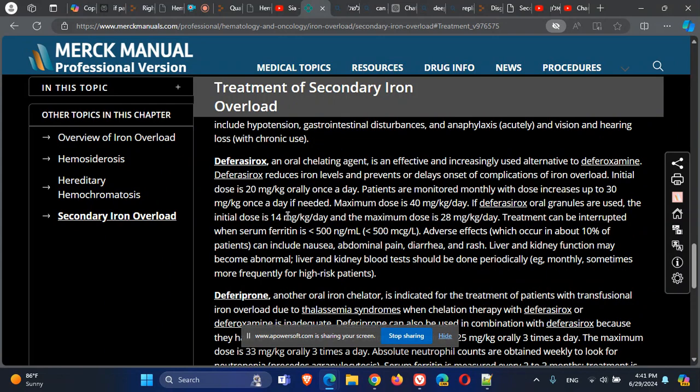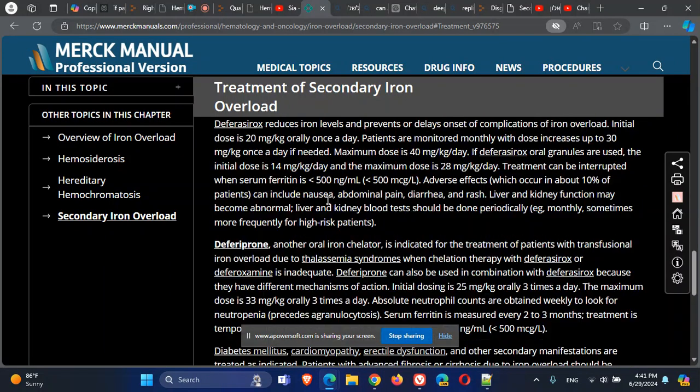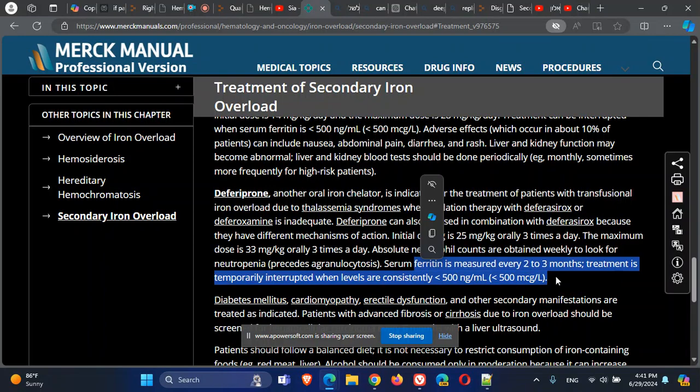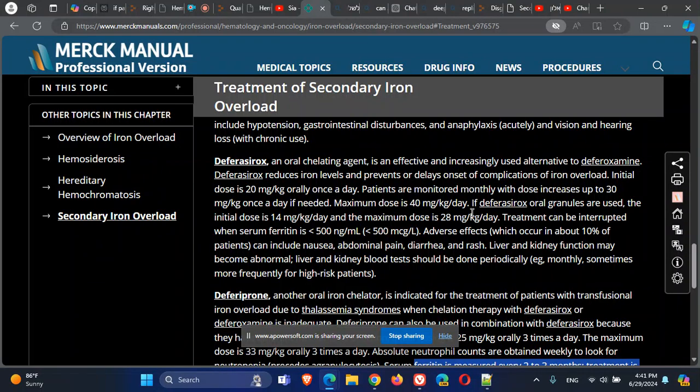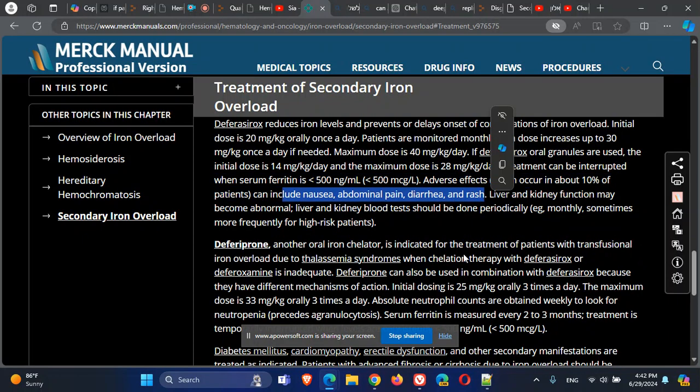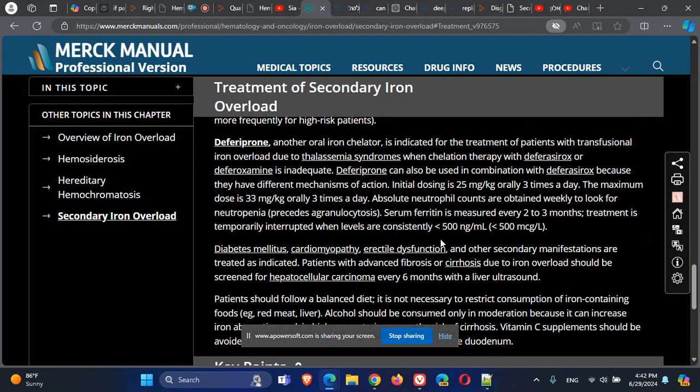Deferiprone can be added to the deferasirox, again an oral chelator, to reduce the serum ferritin further. We can stop or consider stopping it when the ferritin is lower than 500. Here too, you can interrupt the treatment and observe, and when ferritin goes up again, you can return to the treatment. Adverse effects also include GI symptoms and rash. Liver and kidney function should be tested and observed.